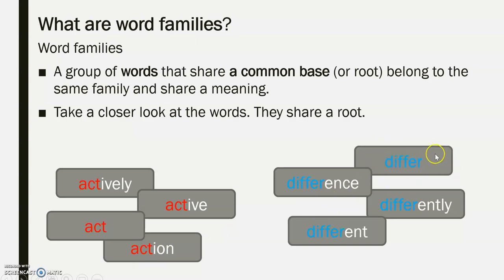And here, differ. Differ is our verb. It means two things are different. Apples and oranges differ in many ways. They have a difference, okay? They look differently, and they have a different color. So we want to begin to pay attention. If we see different and we say difference, we're able to more or less sometimes get an idea of the meaning of the word.